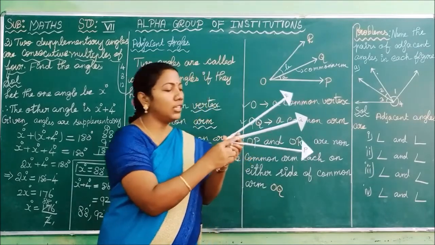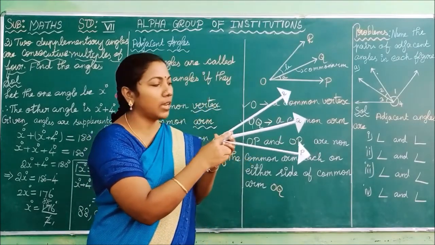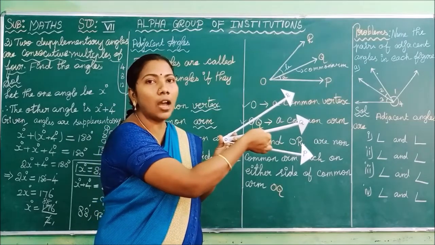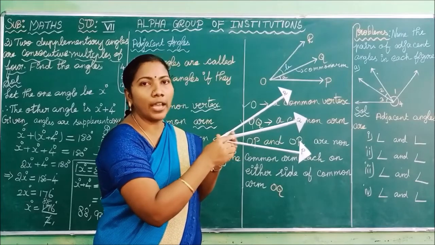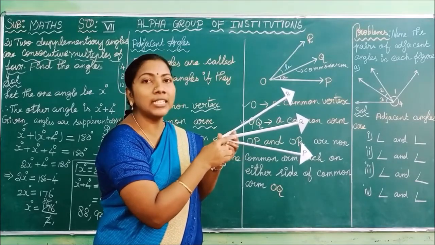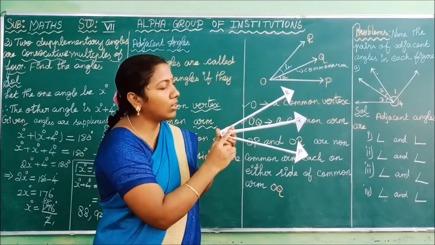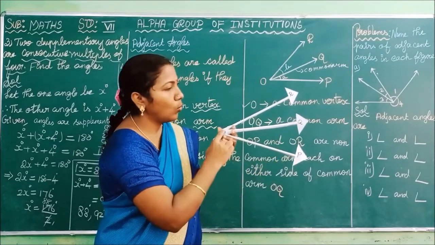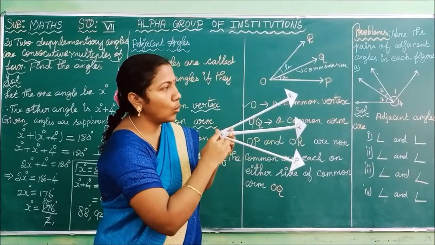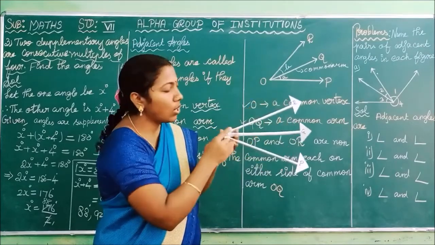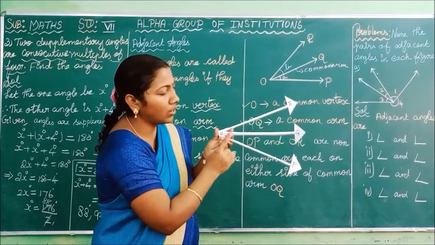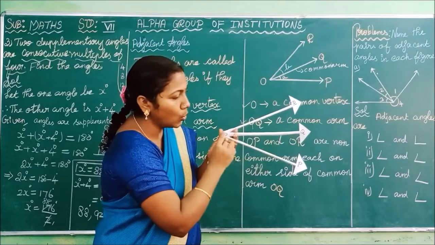Why are we saying these two angles are adjacent angles? Because they have a common vertex and this is the common arm for these two angles. So we can call these two angles adjacent angles. How can we call this angle? P O Q. How can we call this angle? Q O R. We can also call this angle R O Q. Also we can call this angle Q O P.